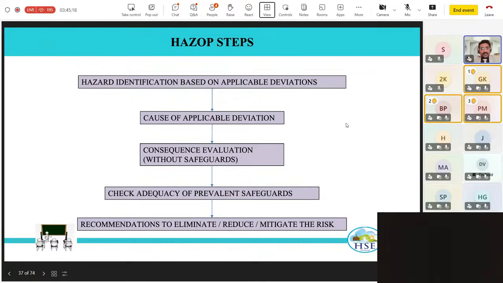Essentially, if there is still a need for a safeguard, then you look at recommendations to either eliminate, reduce, or mitigate the risk, the three objectives of the HAZOP. Eliminate basically through inherently safer design, reduce it through logic systems or control systems, or mitigate the risk through recovery barriers. So these are the simple steps of a HAZOP.